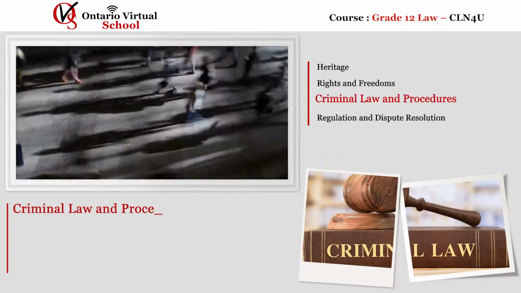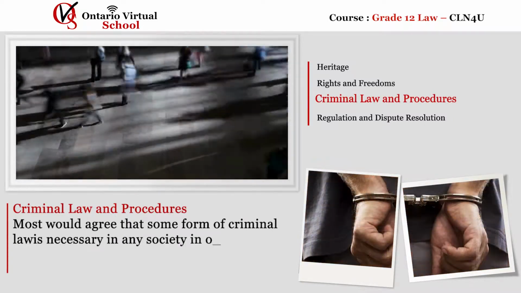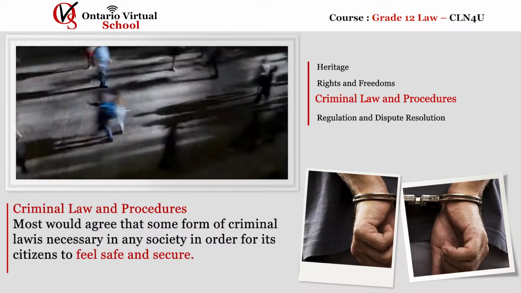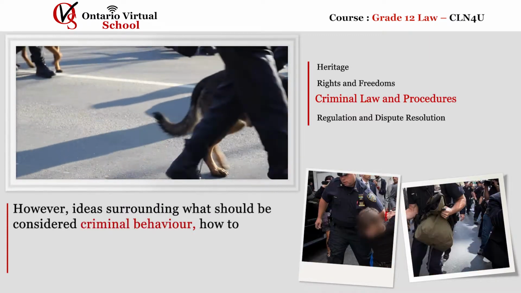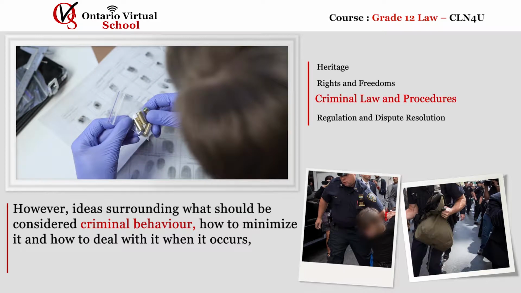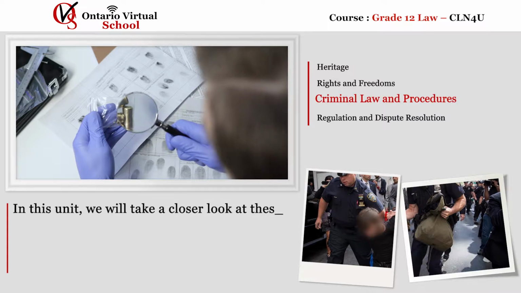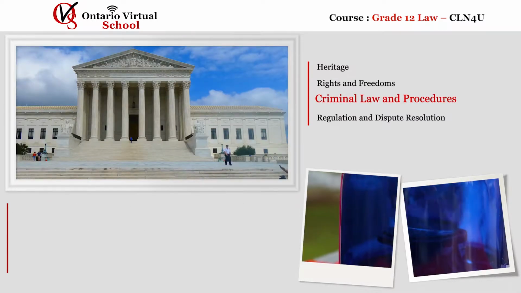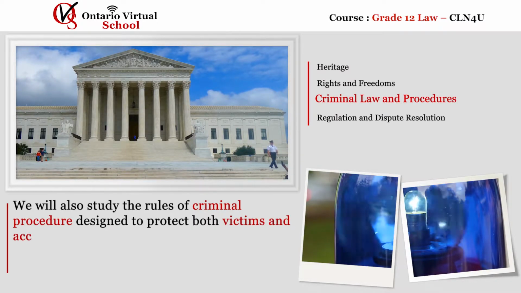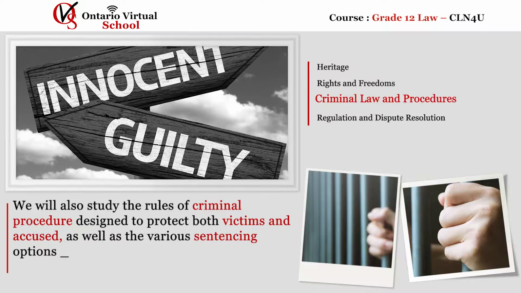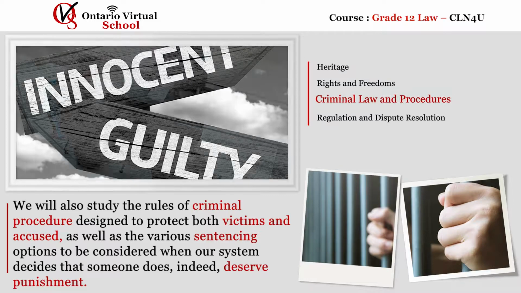Criminal law and procedures. Most would agree that some form of criminal law is necessary in any society in order for its citizens to feel safe and secure. However, ideas surrounding what should be considered criminal behavior, how to minimize it, and how to deal with it when it occurs have varied immensely. In this unit, we will take a closer look at these ideas and their evolution over time. We will also study the rules of criminal procedure designed to protect both victims and accused, as well as the various sentencing options to be considered when our system decides that someone does, indeed, deserve punishment.